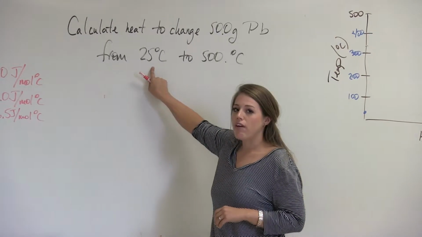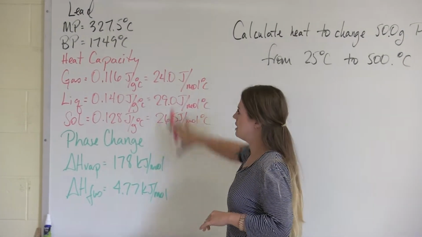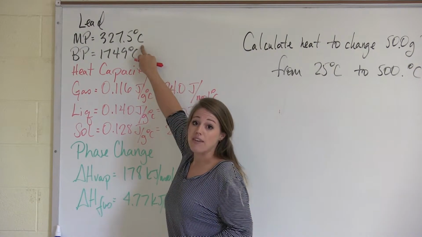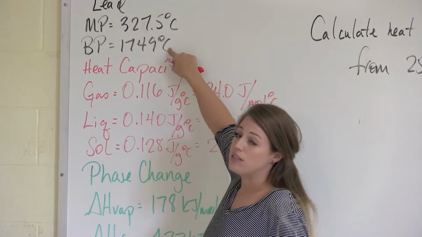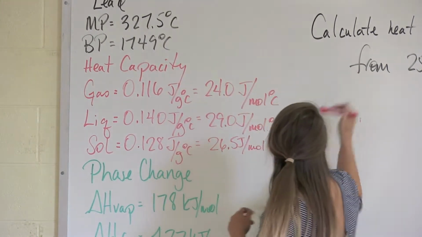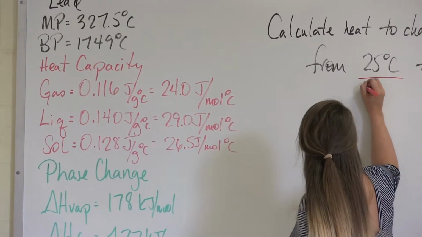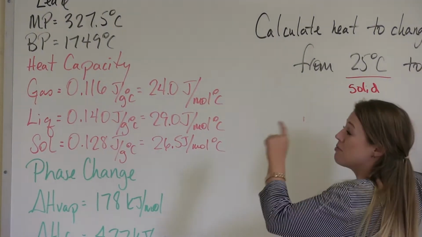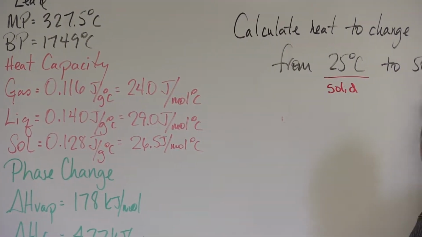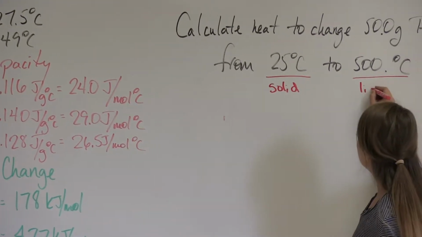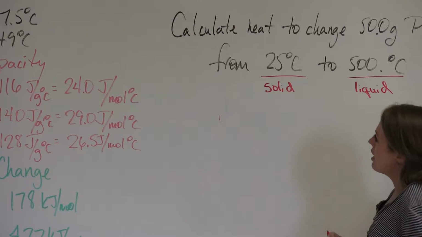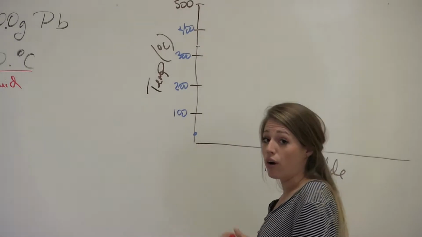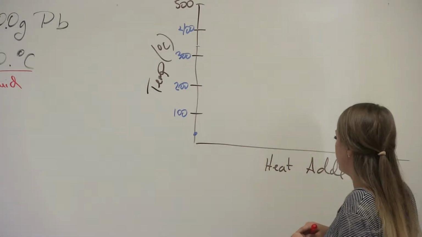Okay, because if we look at 25 degrees Celsius, we come over here to our data table. At 25 degrees Celsius, the melting point is 327.5, and the boiling point is 1749. So at 25 degrees Celsius, we have not left the solid phase, so we are still in the solid state of matter. At 500 degrees Celsius, if my melting point is 327.5 degrees Celsius, I've entered the liquid stage. Okay, so if we look at our graph over here, we need to graph out the heating curve. So how much energy we need to put in to heat it and phase change.